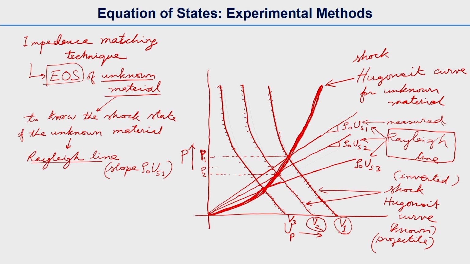Then if we connect the intersection points of the Rayleigh lines and the shock Hugoniot curves of the known projectile, we will get the shock Hugoniot curve for the unknown material. So that is the experimental method to determine the equation of state of an unknown material for shock waves.